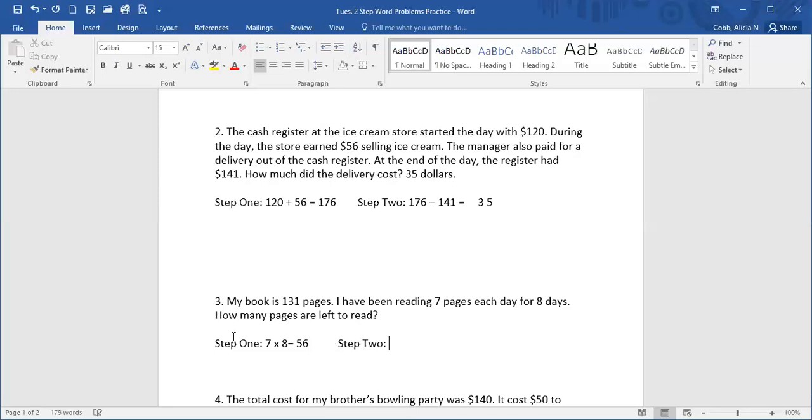Now for step 2, I have to figure out how many pages are left to read. My book is 131 pages. I've already read 56 pages. That means, if you notice, I had to do the subtraction sign. So that means we are going to be subtracting in the second step of the word problem. So when you subtract 56 from 131, you are going to get 75 as your answer.